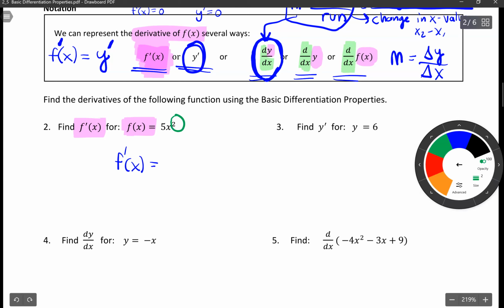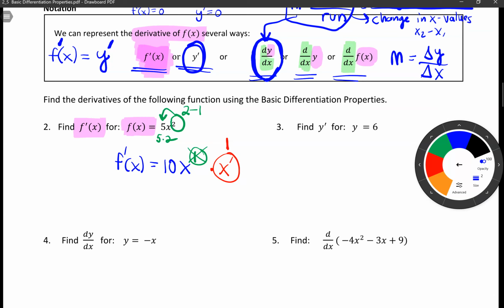Cool. I drop my exponent down. 5 times 2 is 10. I rewrite my base, which is an x. I decrease the exponent by 1, which would be an understood 1 there. But do we have to write an understood 1? Nope. So, and technically, I'm tacking on the derivative of the base. But the derivative of the base is just 1 at this point.